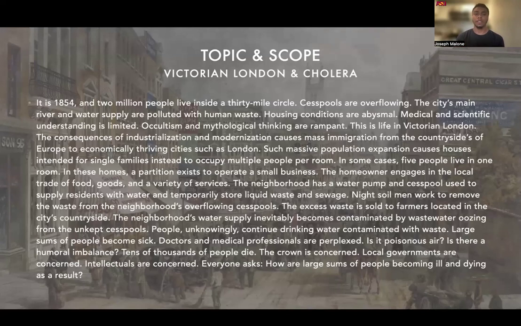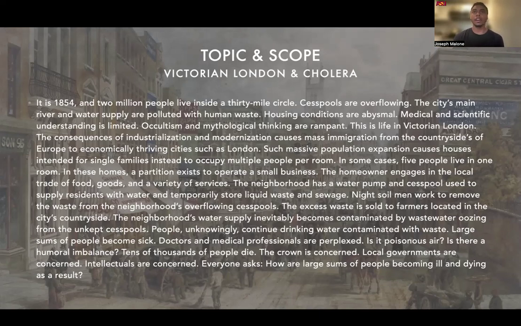So there are consequences of industrialization, particularly the modernization that causes mass immigration from the countrysides of Europe into economically thriving cities such as London. London is not set up or prepared for such massive expansion. And so these single family homes in London begin to house multiple people in a room. In some cases, 5 people live in a room. In these homes, in these neighborhoods, there is also a partition to operate a small business. Most of the homeowners are engaged in a local trade of food, goods, and a variety of other services.